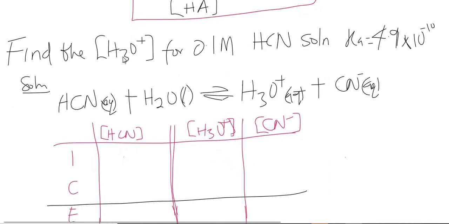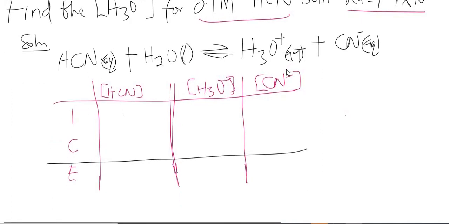Now, example: find the hydrogen ion concentration for 0.1 molar HCN solution. The Ka is 4.9 times 10 to the power negative 10. So for this, we're going to write our equation as given this way. HCN with water going into hydrogen ion and cyanide ion. So we set our ICE table as shown below, and we are going to use the value of the initial concentrations that we have.